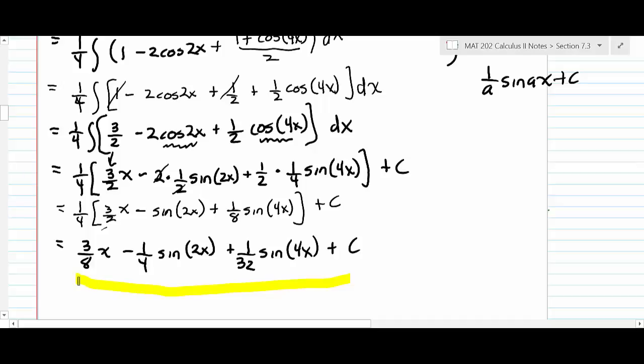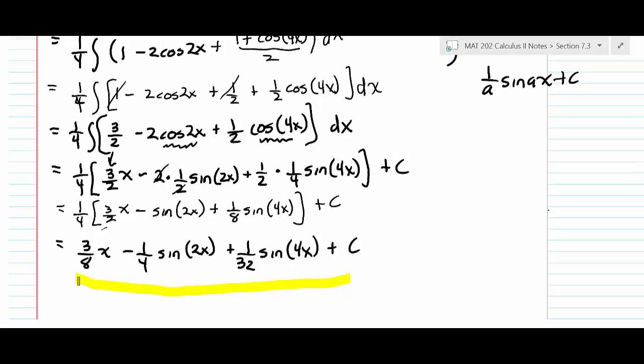Okay, a lot of work. That one still to me is not too bad. But the thing is, you got to be very methodical and know how to use those half-angle identities. Then you could differentiate it and check it if you wanted to after all that work. You guys follow what I did?